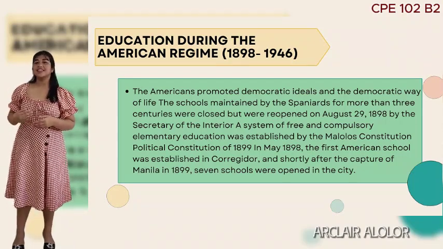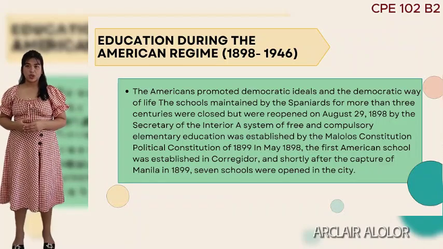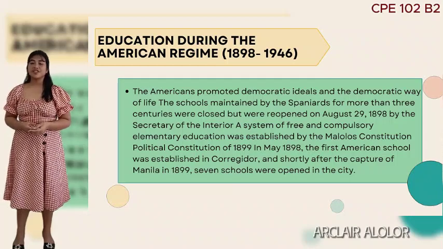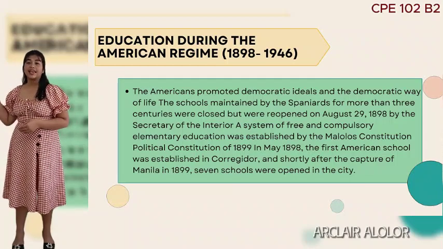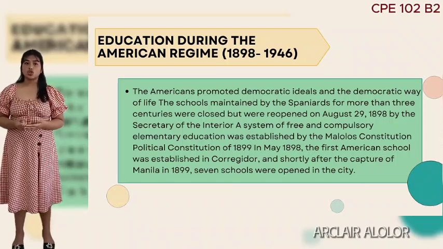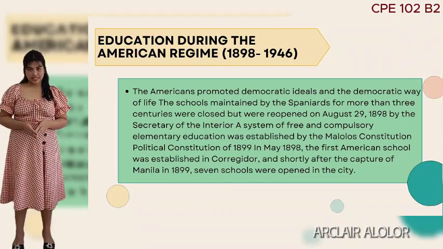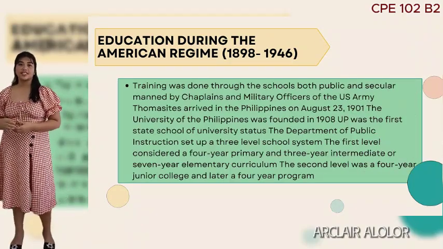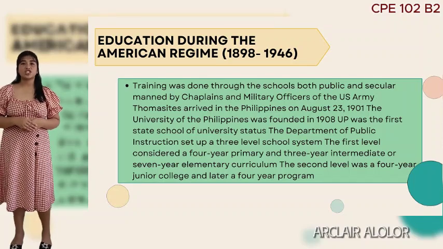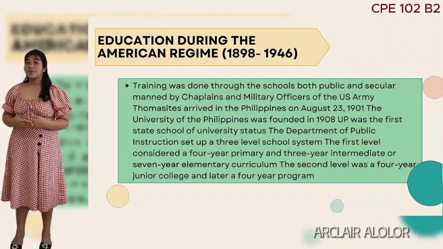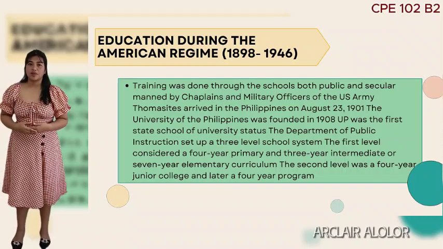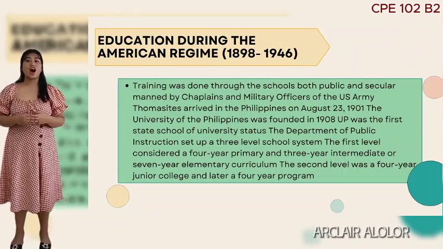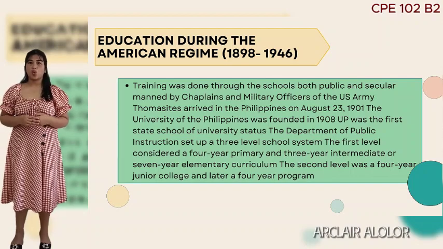In May 1898, the first American school was established in Corregidor, and shortly after the capture of Manila in 1899, 7 schools were opened in the city. Training was done through schools, both public and secular, manned by chaplains and military officers of the U.S. Army. Thomasites arrived in the Philippines on August 23, 1901.